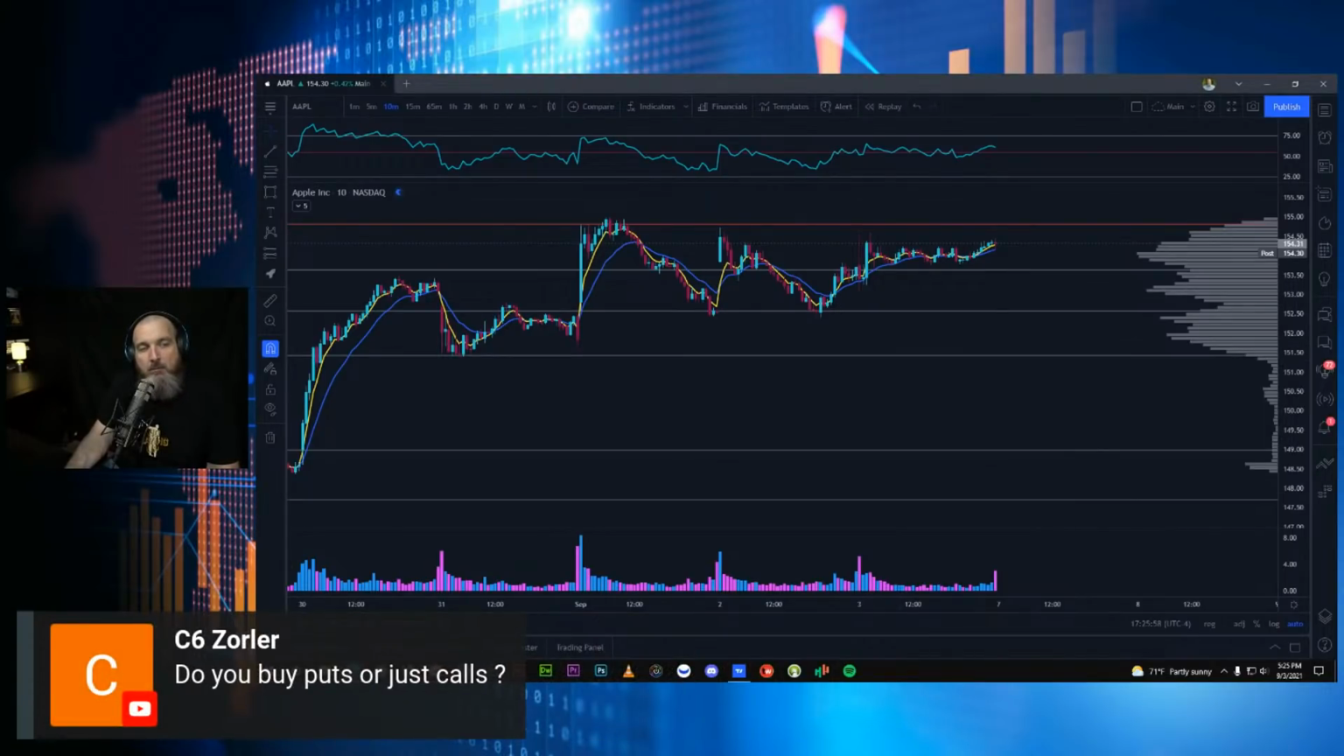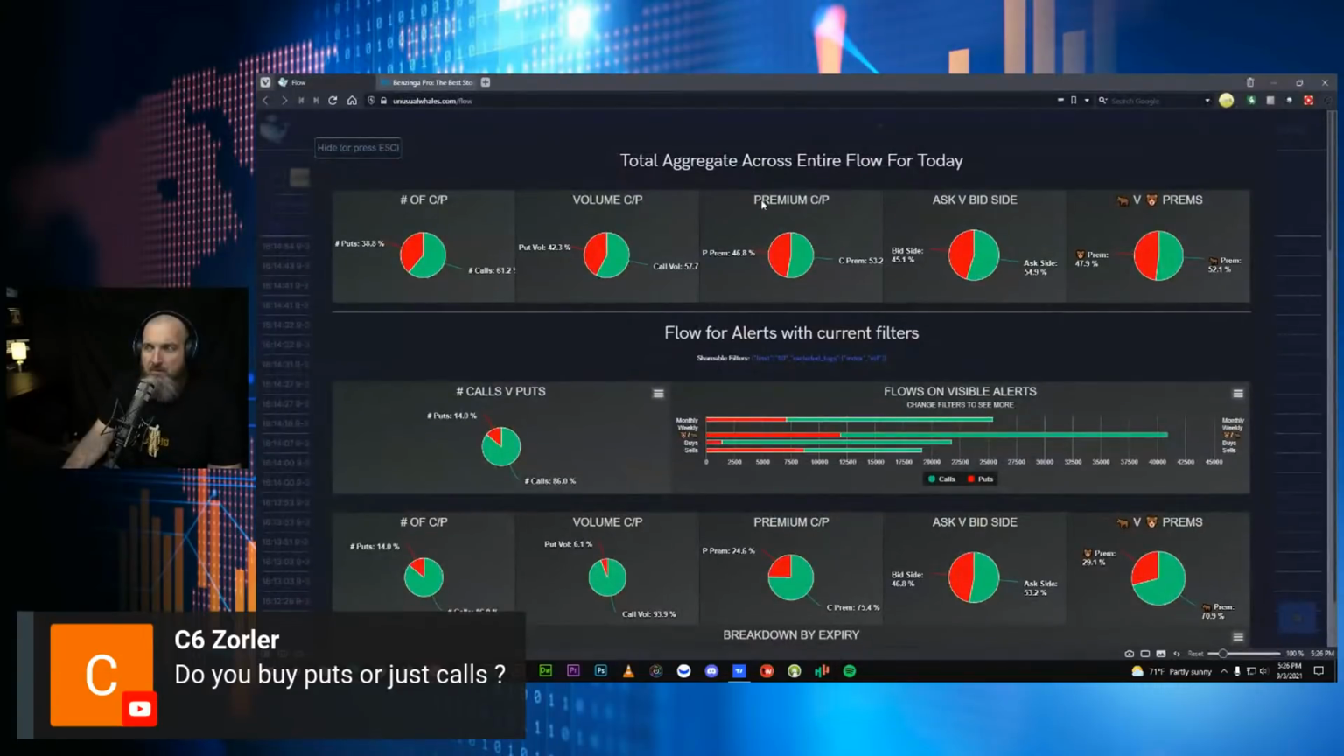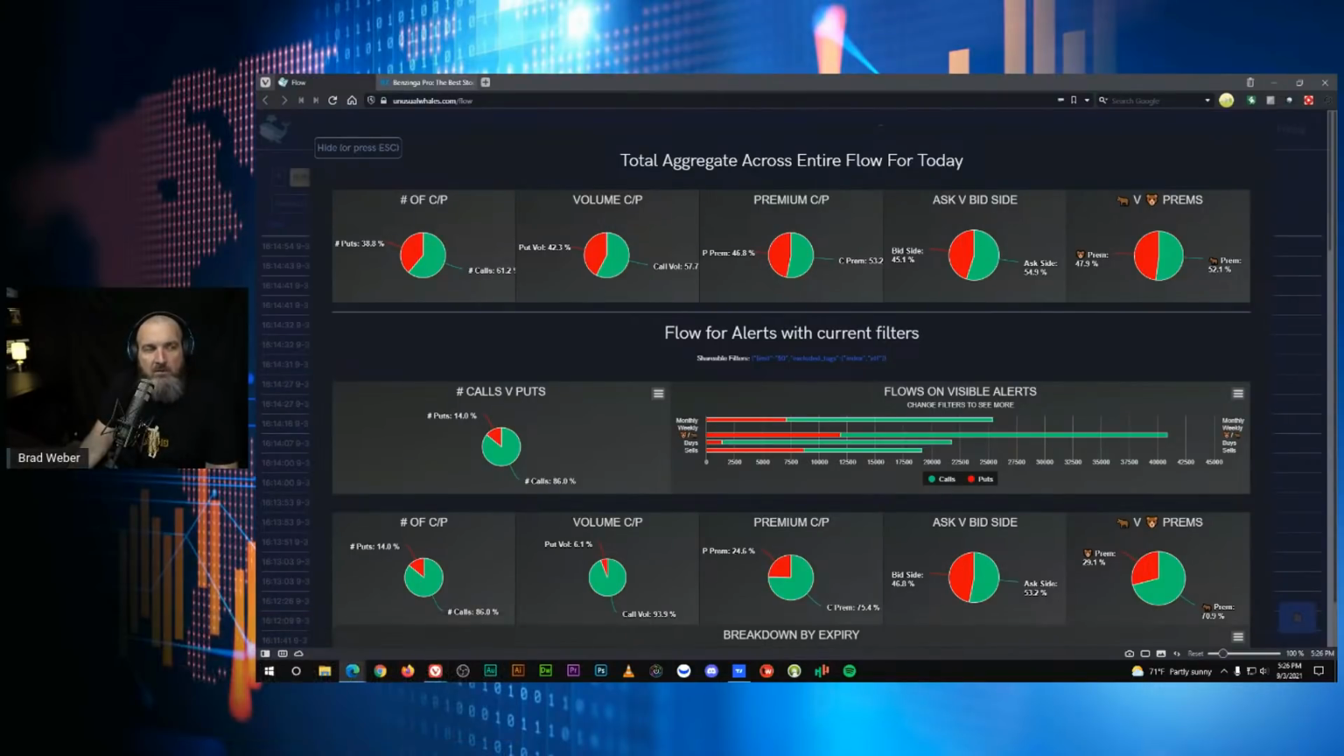Do you buy puts or just calls? I do a little bit of both. I play puts and calls, but for example, let me pull this up here. This is one of my screens that I use a lot. I'm going to flip over to this. Basically, this is the Unusual Whales overview for the entire flow of today's options sales.